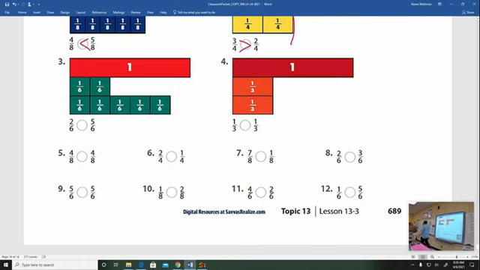2/6 and 5/6. Which one is greater? 2/6 or 5/6? Jack? 5/6 is greater. What about 1/3 and 1/3? Brewer? They're equal. Wilkins, what about 4/8 and 4/8? Equal. And also, what is 4/8 equivalent to? Wilkins? 1/2. Because 4 is half of 8, right?